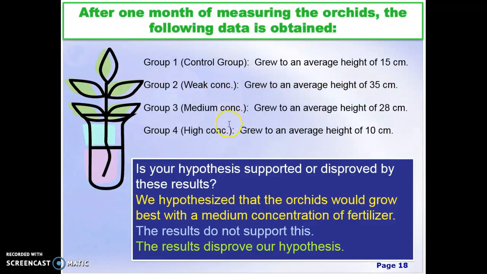All right, so after a month, you go through and you measure. Plant group 1 grew an average of 15 centimeters. That's going to be our comparison. So this is what it would grow, this is how it would grow without fertilizer.